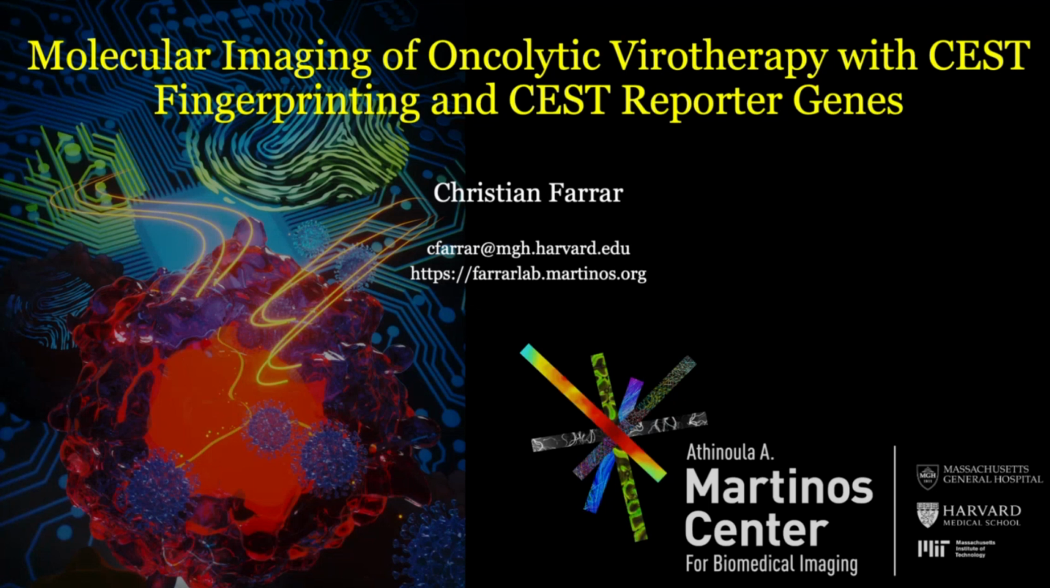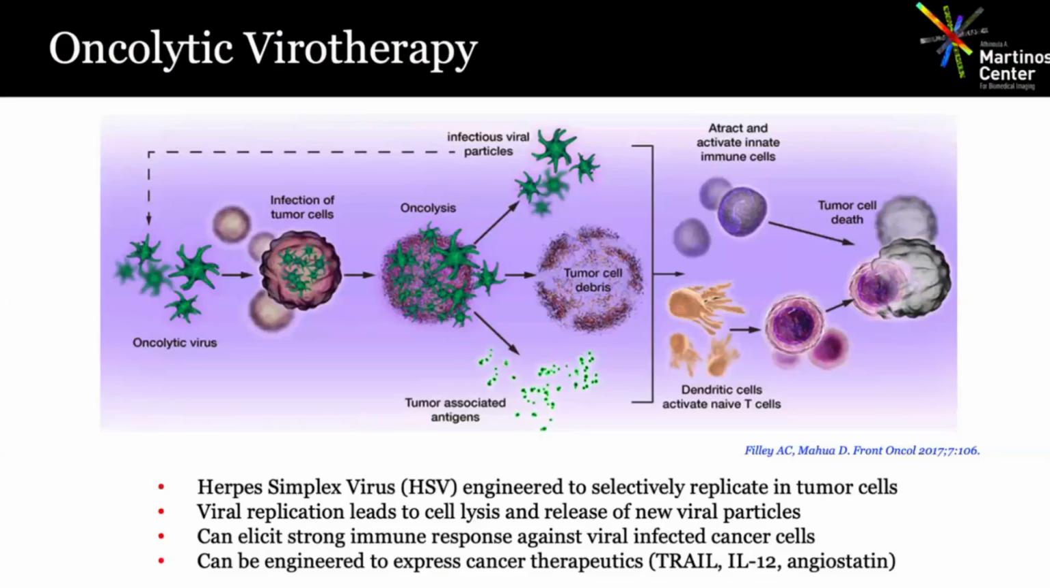Well, thanks for the introduction. Great to be here. What I'm going to talk about today is some of the work in my lab where we're trying to image oncolytic virotherapy. And why exactly oncolytic virotherapy? What exactly is it? The idea is you take a virus, in our case a herpes simplex virus, and it's engineered so that it can only selectively replicate in tumor cells. The viral replication eventually bursts the cell, leads to cell lysis and release of new viral particles that theoretically can spread throughout the tumor.